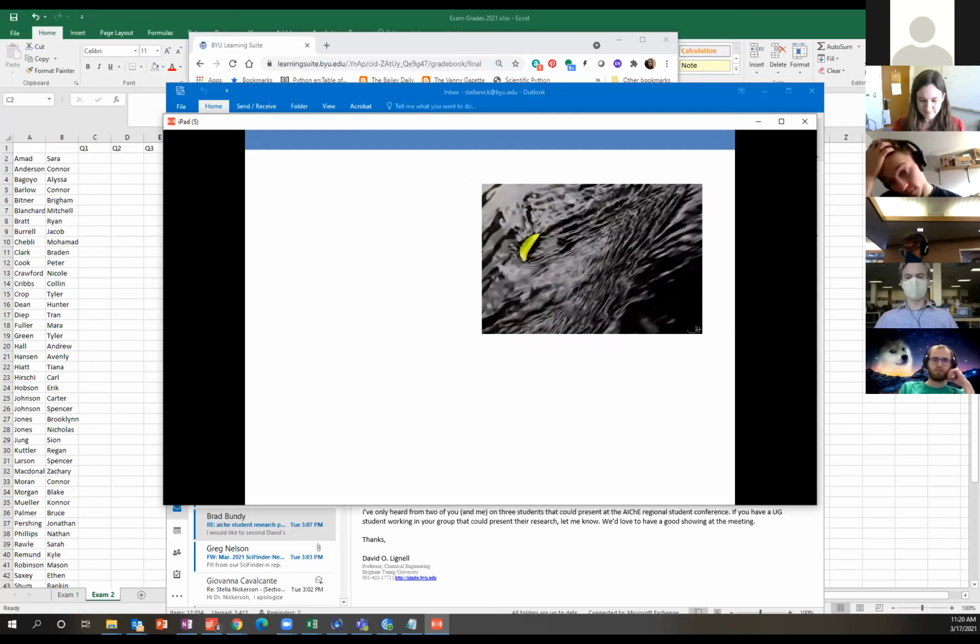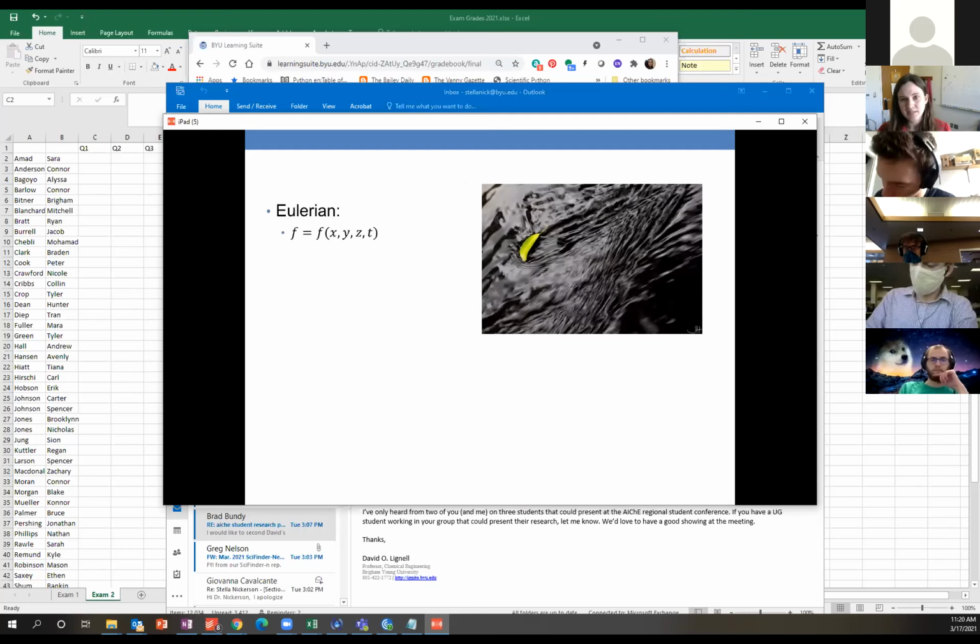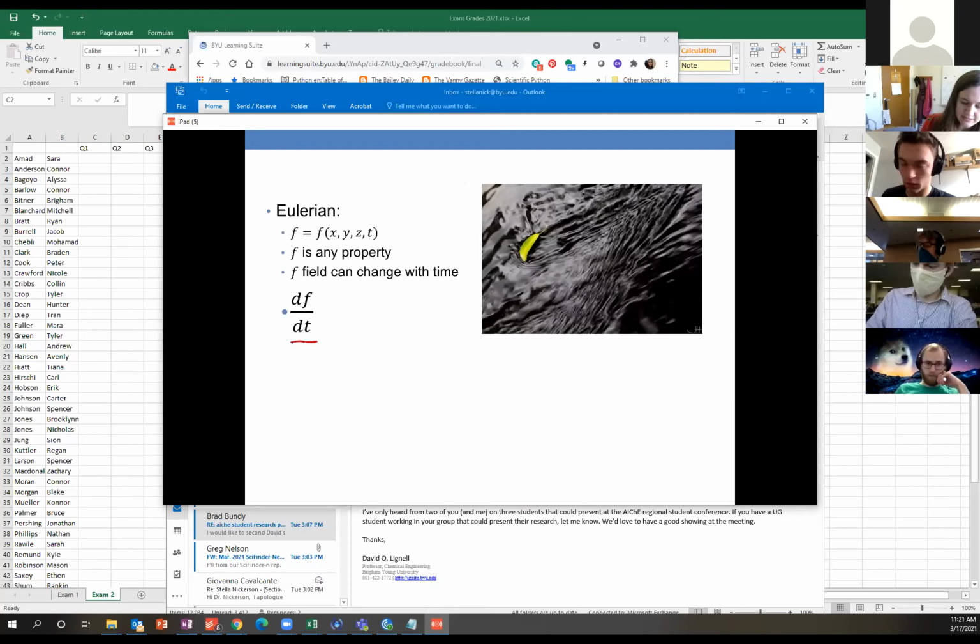Now, let's talk about the math of that. In Eulerian, you have F. F can be anything. It can be pressure, velocity, viscosity, I guess, shear rate, whatever. And F is a function of X, Y, Z in time. The F field can change with time, so the whole X, Y, Z can change over time. All right, and call that dF dt. So in the case of the river, the big surge of water comes, and then the whole field will get faster, basically, right? So that can change with time.